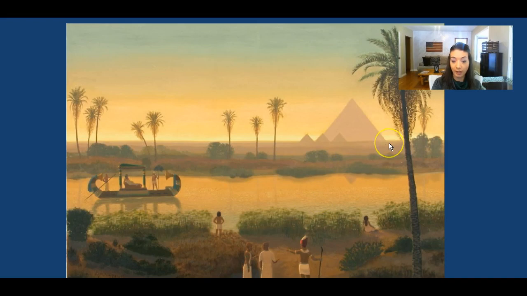And this is another one just showing you. This is pretty representative of Egypt, actually a little bit later with the pyramids. The Nile River, you can see that things are able to grow along the Nile River. And that is the end of ancient Egypt geography.